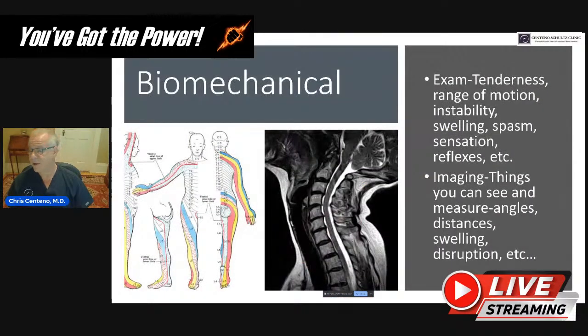So biomechanical diagnoses are physical exam, tenderness, range of motion, instability, swelling, spasm, sensation, reflexes, lots of information you can put towards confirming or denying a diagnosis. And then you can do the same thing with imaging. So that's really nice because you can take some test and see whether or not it really fits with, for instance, your physical exam, or whether or not the complaints match the physical exam.